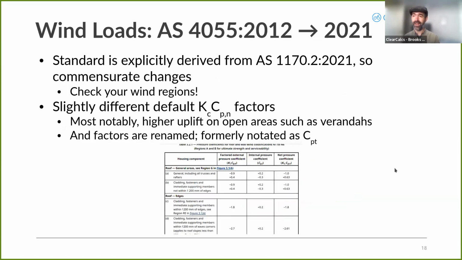Now, those of you who have read AS 4055 carefully will note that one of the appendices in 4055 actually goes through explicitly how 4055 is derived from 1170.2. 4055 is essentially just making a whole bunch of conservative assumptions on the 1170.2 calculations. So everything I just talked about for 1170.2 is going to have an effect on 4055 as well.